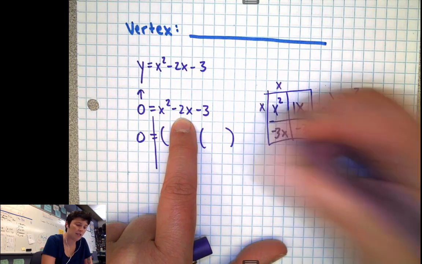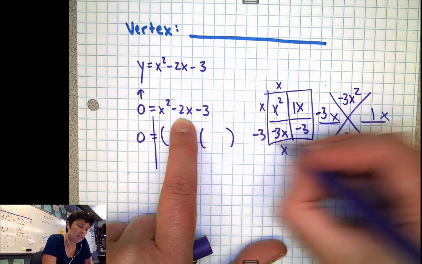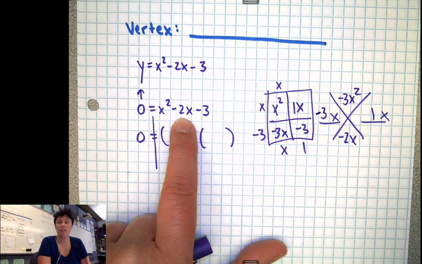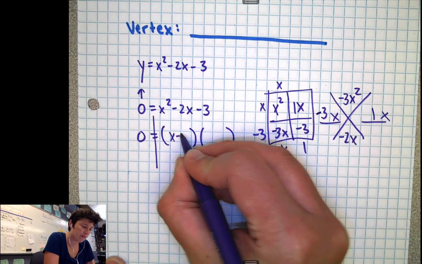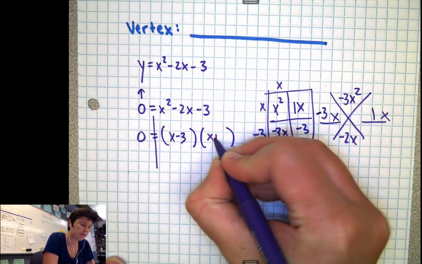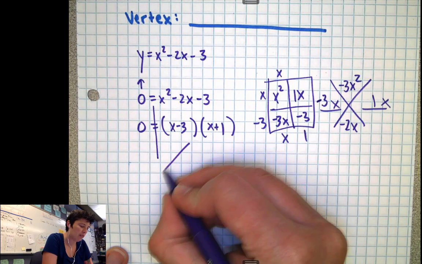X times x is x squared. X times minus 3 is negative 3x. And negative 3 times 1 is negative 3. So cool, we got it. We got x minus 3 and we got x plus 1. And that was really quick because we've done so many of these, but hopefully you followed along with me.